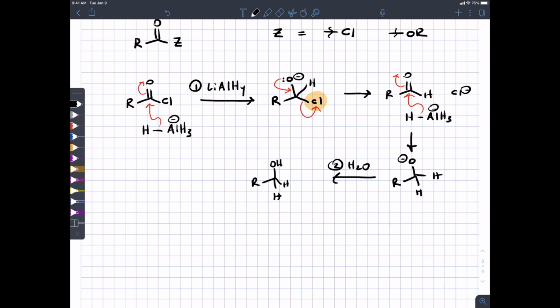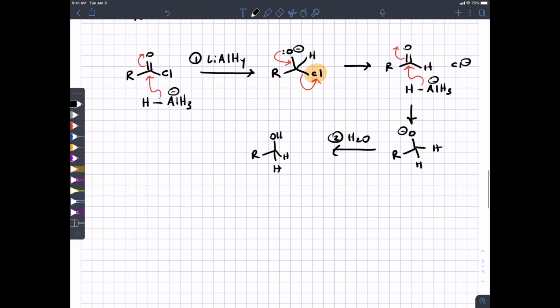Okay, so LAH, lithium aluminum hydride, cannot stop at the aldehyde. It goes on to the alcohol. We're going to talk probably next time about reagents that can stop at the aldehyde. But this will happen with esters as well. So if I use lithium aluminum hydride, now I'm getting really lazy.